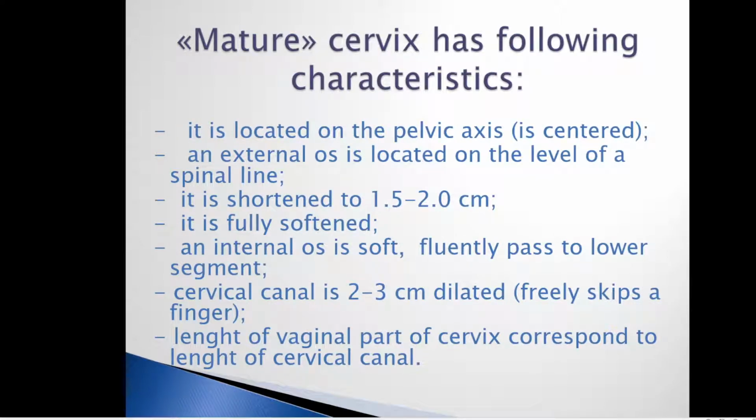Mature cervix has the following characteristics. I repeat again, we check it according to Bishop's score. It is present in literature in your books. It is located on the pelvic axis. An external os is located on the level of a spinal line. It is shortened to 1.5 to 2 centimeters. It is fully softened. An internal os is soft, fluently passed to lower segment. Cervical canal is 2-3 centimeters dilated. Length of vaginal part of cervix corresponds to length of cervical canal.